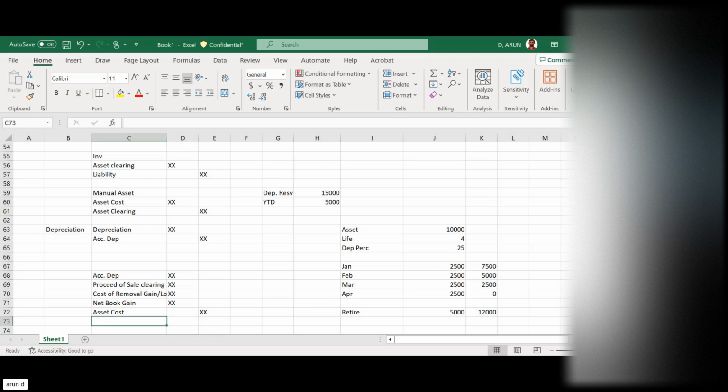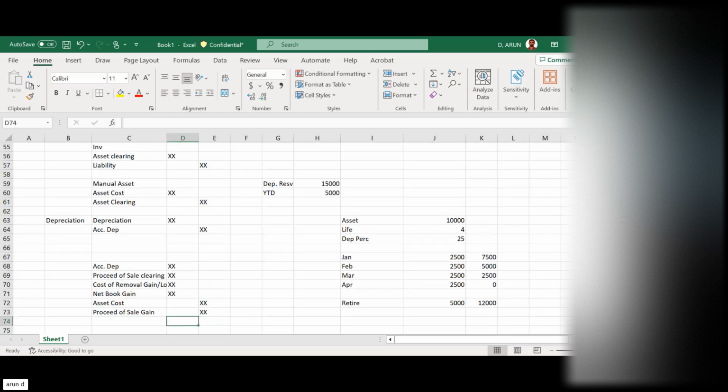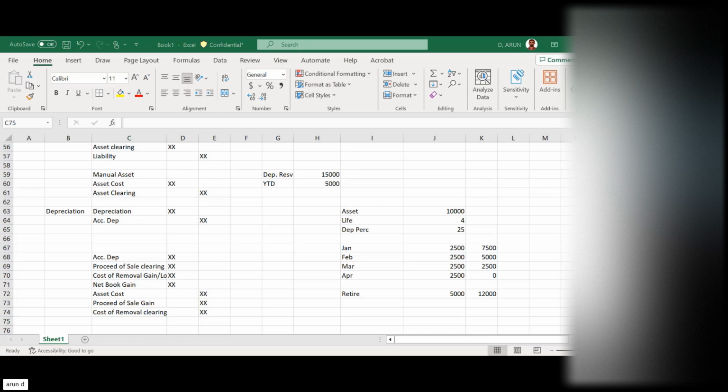Similarly, you will have to capture the proceeds of sale, the sales gain or loss. Let's say this is my gain. I did not incur any loss in this. So this is a gain to me, and I'll have this at my credit side. Similarly, cost of removal clearing account. Now why are we having this clearing account? Because we have subsequent transactions that we might want to create in the system. That is the reason we are creating these accounts.